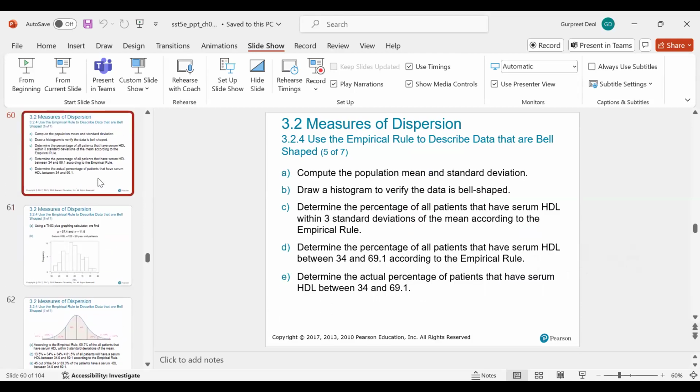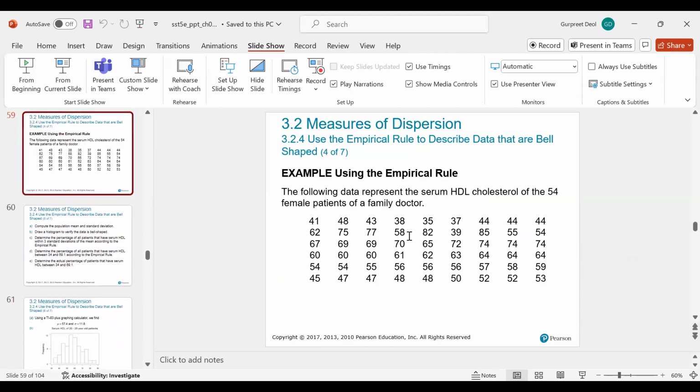So if I go back to the data, this was the data given. We're going to look at the numbers that are between 34 and 69.1. I'm going to make a count of those. After 34 and before 69. After 34, all these numbers in the first line are after 34 and before 69. In the second line, I have 62, 58, 39, and 55, 54.